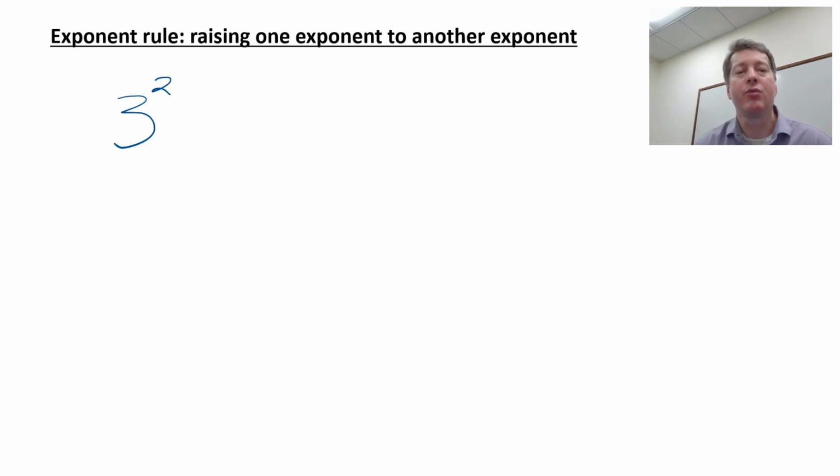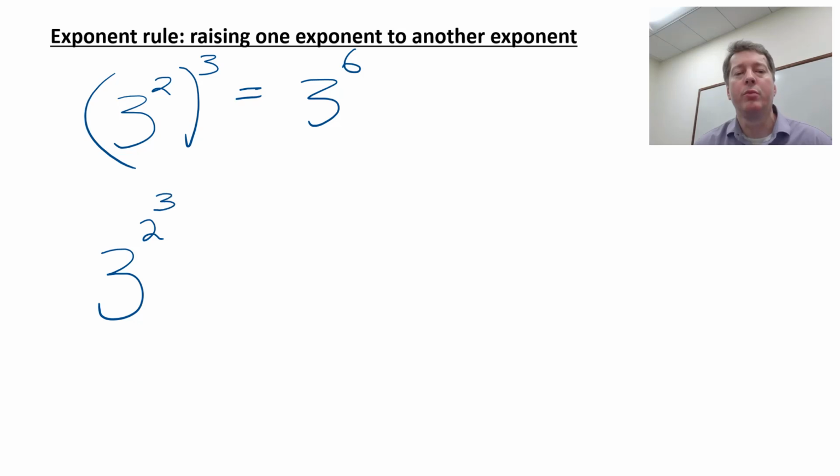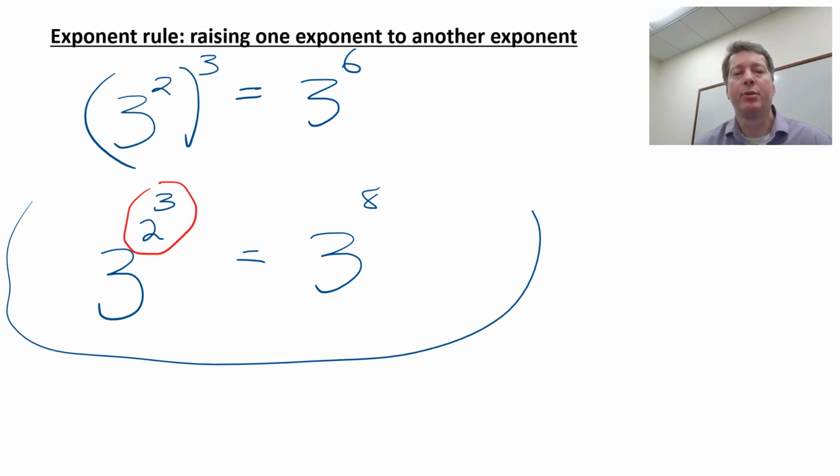Suppose you had 3 squared, cubed, that's simply 3 to the 6. You multiply 2 by 3. You multiply the exponents. But suppose you saw 3 to the 2 cubed, with no parentheses. Since the 2 cubed is not in parentheses, you deal with the exponents first. So that is the same as 3 to the 2 cubed, and 2 cubed is 8, 2 times 2 times 2. So that's the same thing as 3 to the 8th. That would only come up on a particularly hard question, but it's a good thing to be aware of.